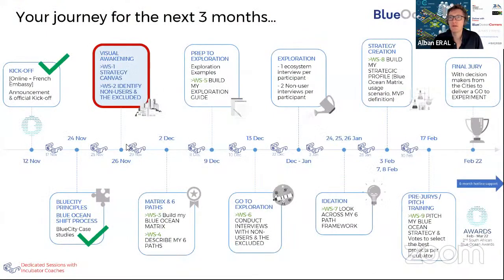So where we are here. Visual awakening, finalization. Today you will finalize your strategic Canva and identify your non-users and excluded people or non-customers. And next time, as you can see here, you will be describing your 6 paths. If you have time today, you can start. We'll introduce these 6 paths today to you, or some of them.